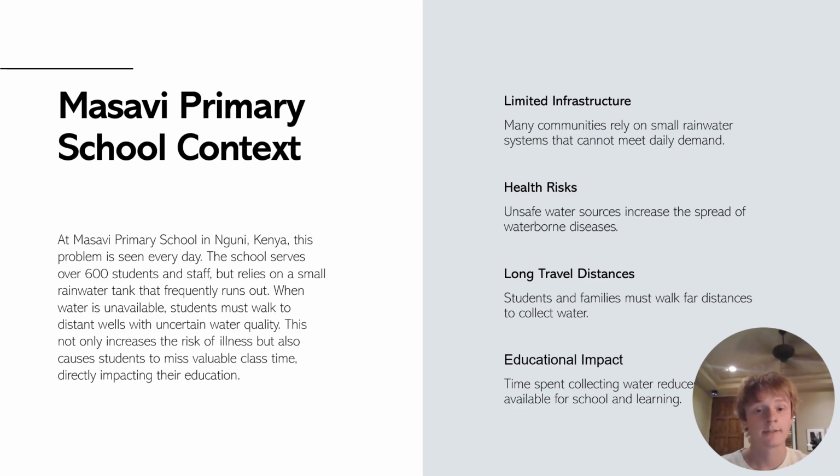So when the tank runs out, students are forced to leave class and walk to distant wells to collect water. And the quality of that water isn't always reliable either. This not only increases the risk of illness, but it also takes time away from learning. Over time, this creates a cycle where both health and education are affected, making it harder for the community to improve their situation.